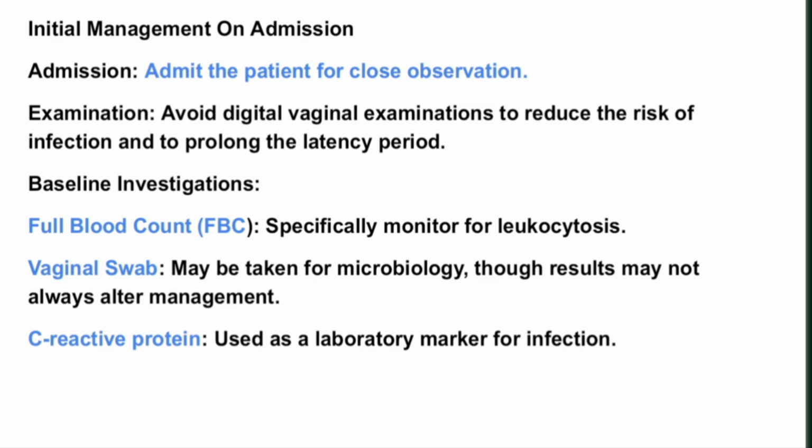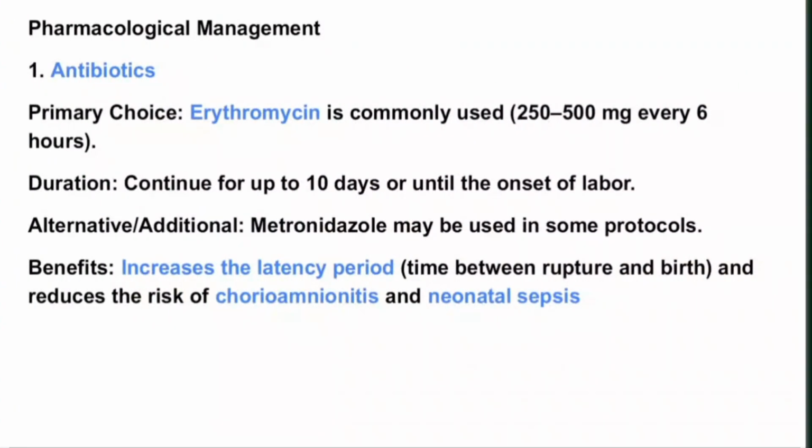We also need to check for inflammatory markers such as C-reactive protein, which is a laboratory marker for infection. We also need to put these patients on antibiotic prophylaxis, such as erythromycin, about 250 milligrams or 500 milligrams every 6 hours. For duration, we need to continue up to 10 days or until the onset of labor.